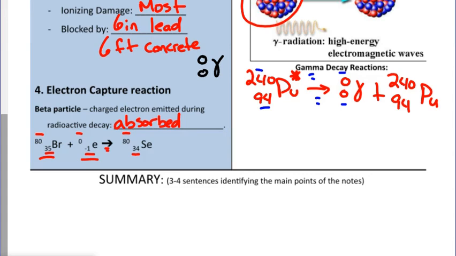Okay, still the same level of damage because it's a beta particle that's being involved, still could be blocked by aluminum foil, but this time we're adding it into the initial component instead of releasing it as a product of the other reaction.